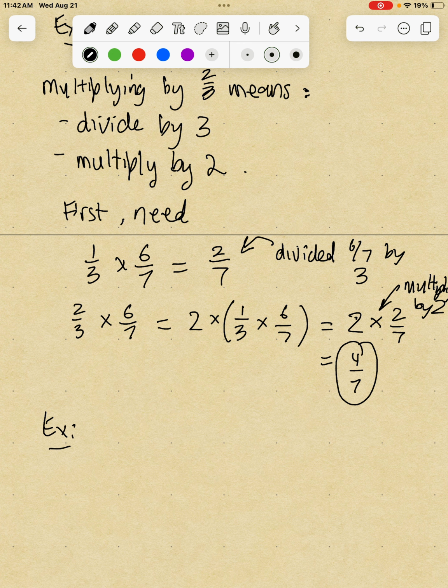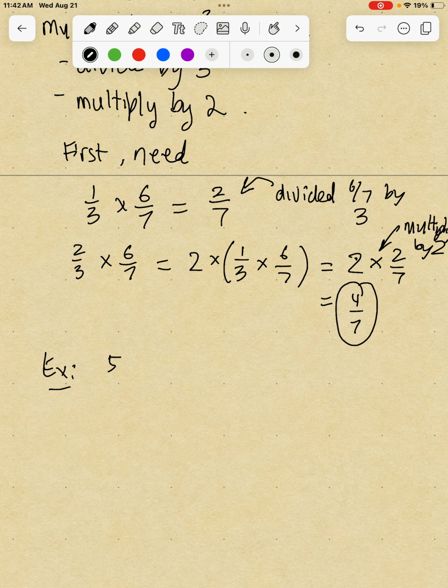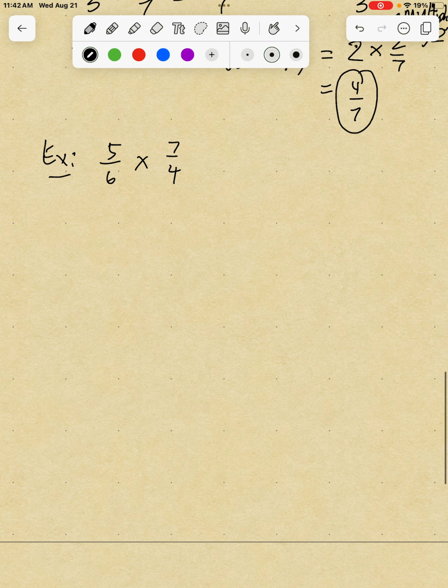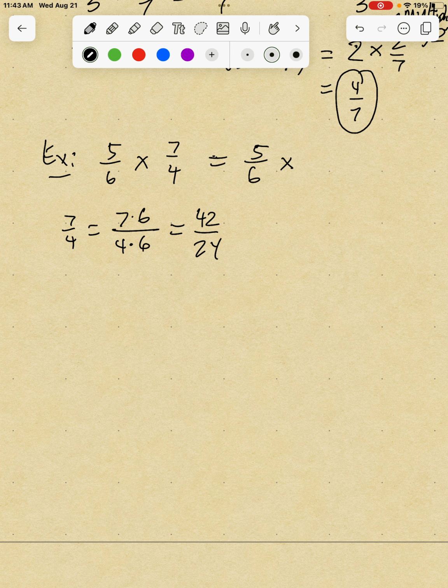So for instance, let's do another example. Let's say that you had 5/6 times 7/4. Again, we need to divide 7/4 into 6 equal pieces, but that can't be done evenly, so we rewrite 7/4 as 7 times 6 over 4 times 6. We split up the 1/4s into 24ths, and we will get 42 over 24. So this is 5/6 times 42 over 24.